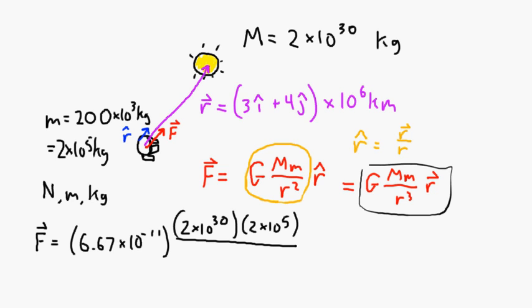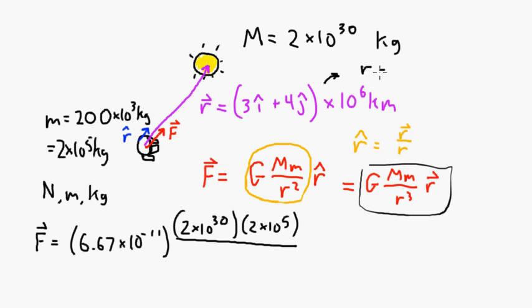Okay, so now we have to take the magnitude of r, which we actually haven't calculated, so I better calculate that. You take the magnitude of this times the 10 to the 6 kilometers. I'm going to cheat and say I know the magnitude of this is going to be 5 times 10 to the 6 kilometers.